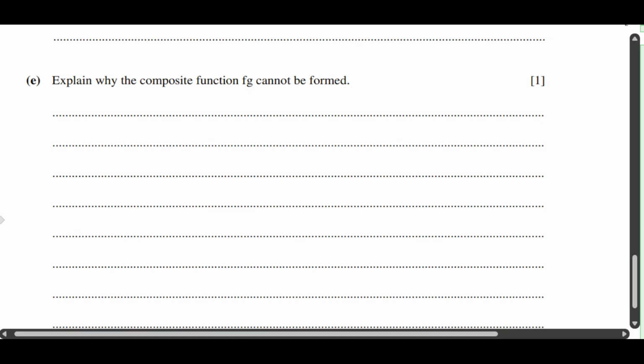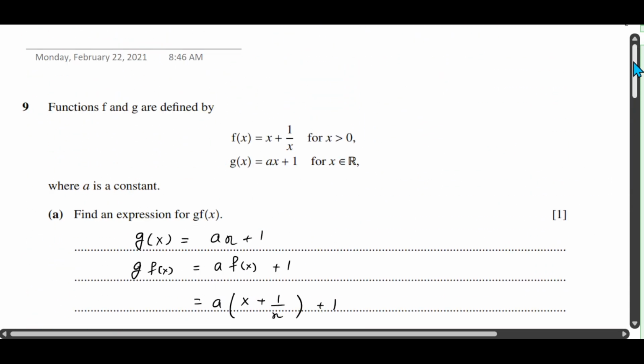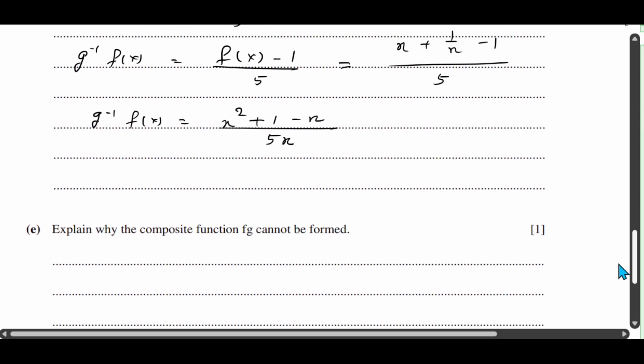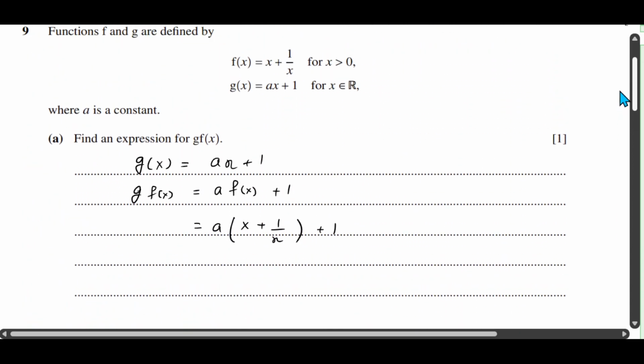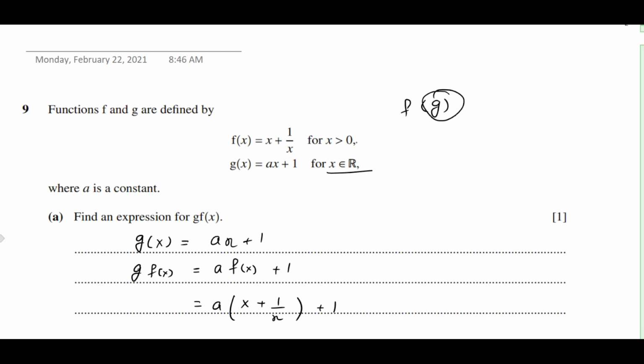So here basically you have to look at the domains that are given. Why can f of g not be formed? So let us go up to the top, to the question f of g. Now see, if you are forming fg, then this g can take any real number value, but for the function f, we restricted the value of x. So therefore, f of g cannot be formed.